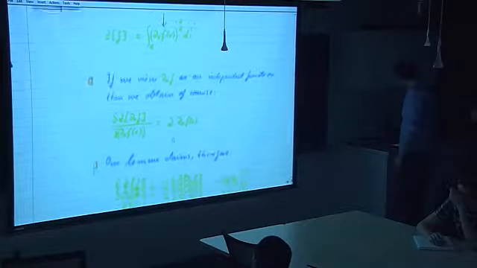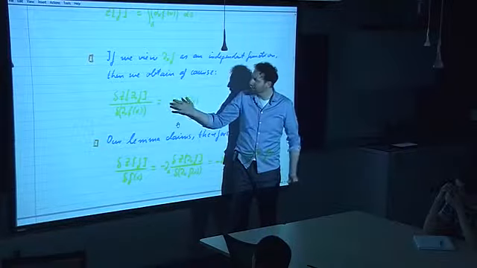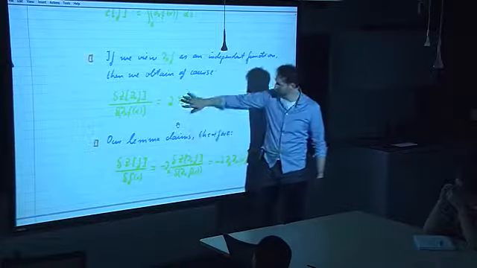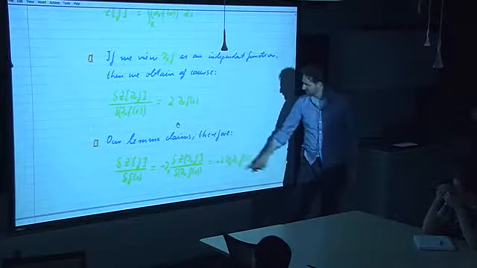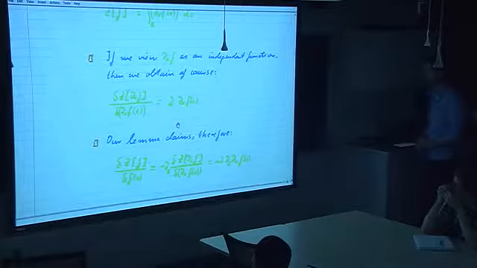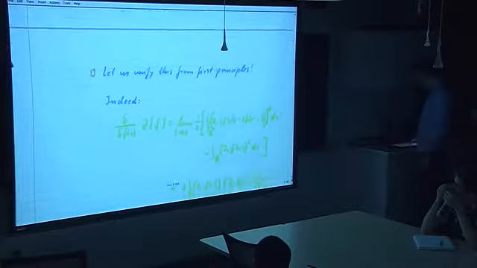And then our lemma says that you only have to attach to that, or do afterwards, a minus d by dx of this, which is minus 2 d by dx squared then of f of x. So that would be the claim. And we can verify that from first principles.